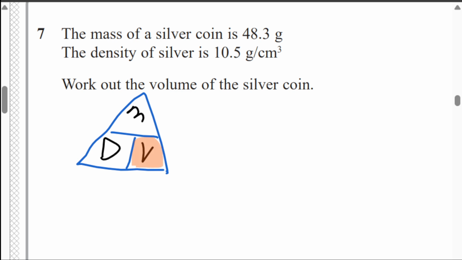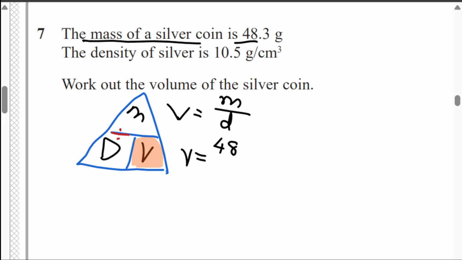What does the volume equal? It equals M, this is a division, divided by D. So let's write that down. Volume equals M divided by D. So the volume will equal, what's the mass? The mass is 48.3 divided by the density, which is 10.5.